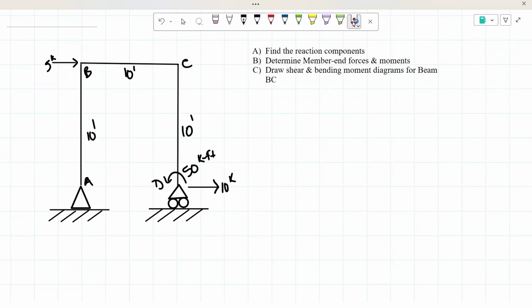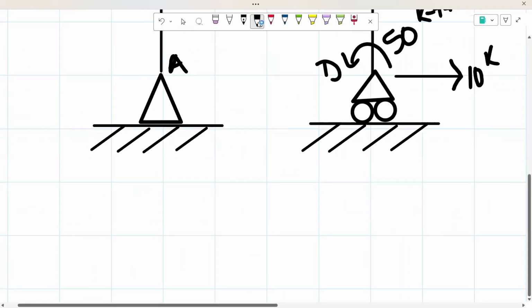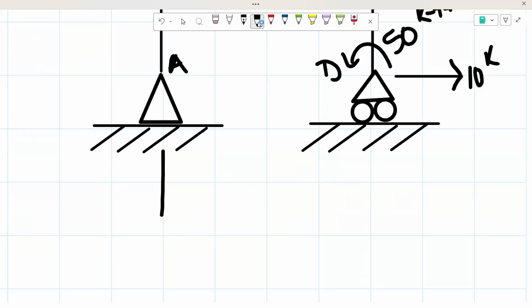So as we know, when it comes to pin supports, there's always a y force and an x force. So there's going to be a vertical and a horizontal force. We're going to just assume the direction of these forces, and then later on throughout the problem, we're going to see if we assumed correctly or incorrectly. It doesn't really matter, so I'm going to assume here that the y force at this pin support is going upwards, and we're going to call that force AY.